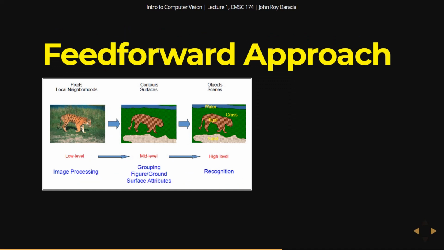Now with all these tasks, when we do computer vision, we usually follow the feed-forward approach. And what we mean by that is we start from the low level, the image processing, using the pixels and local neighborhoods, and then we move up to the mid-level, so we group them up together for segmentation, and finally, that's when we do the high-level recognition, right? So by feed-forward, we mean that we start with low level, and then we pass it on to mid-level, and then we pass it on to high level. So it's a 3-step process that goes through each level separately.